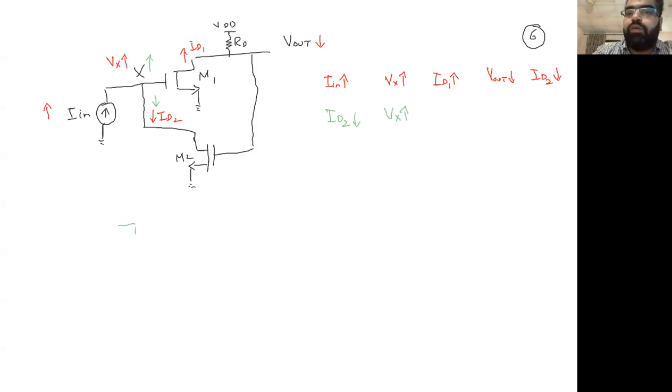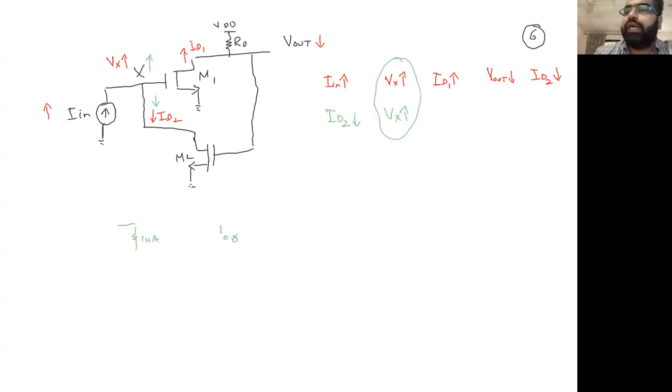Previously, 1 microamp was going here. Now it's 0.5 microamps going. So 0.5 is going somewhere. That 0.5 is going into this point, multiplied by that resistance. So that voltage goes up even further. That's why Vx increases and keeps increasing, it's well and good.